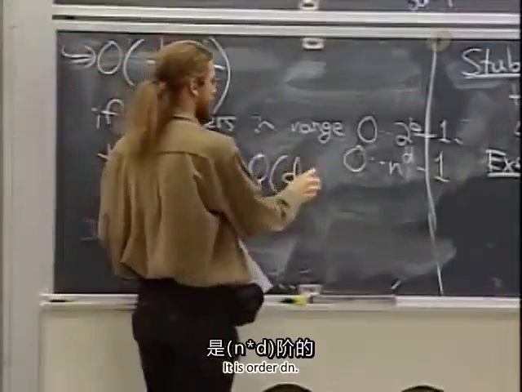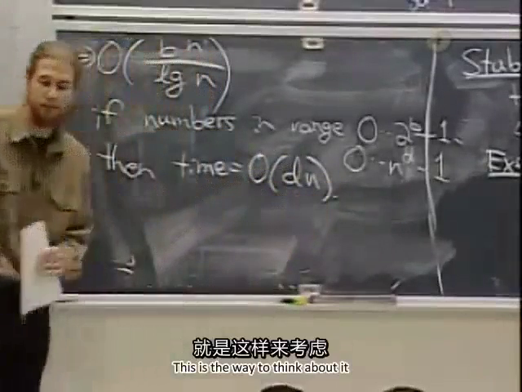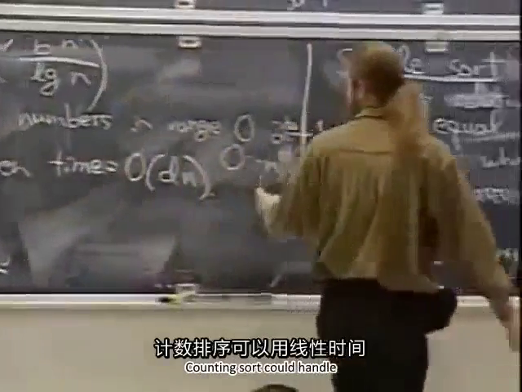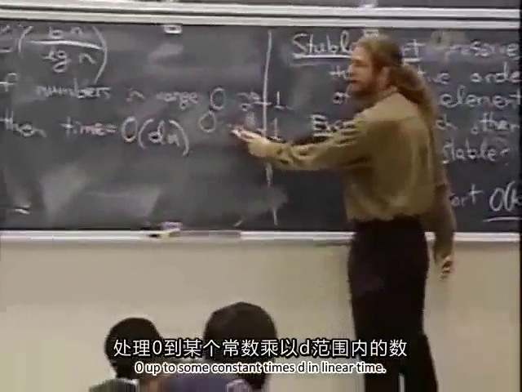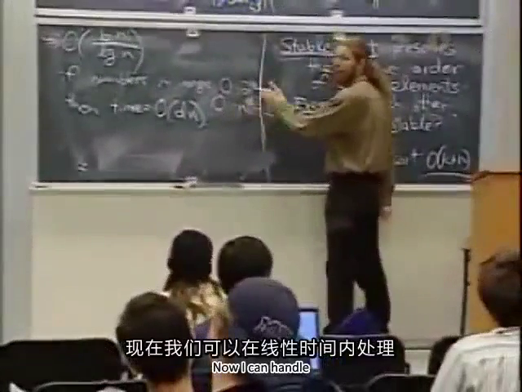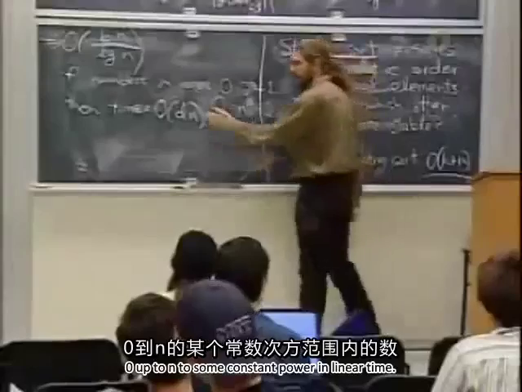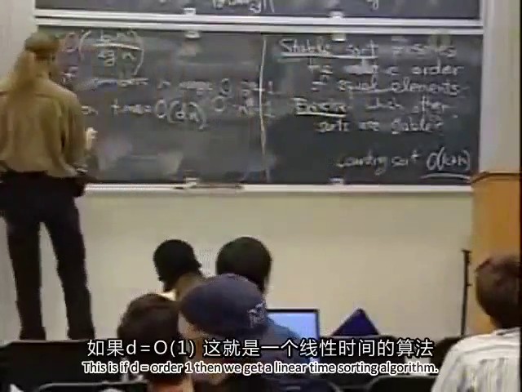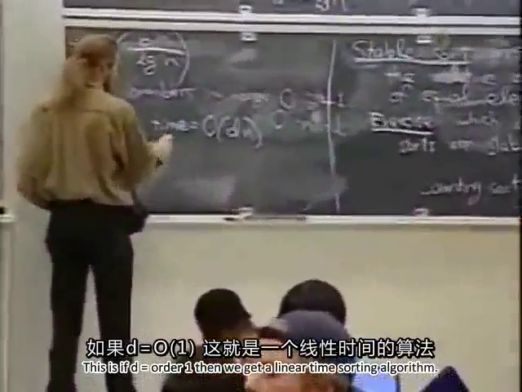It's order d times n. So this is the way to think about it, because now we can compare to counting sort. Counting sort could handle 0 up to some constant times d in linear time. Now I can handle 0 up to n to some power, constant power, in linear time. Okay, so if d is order 1, then we get a linear time sorting algorithm.